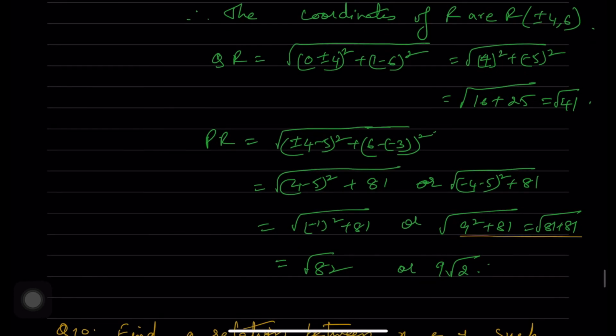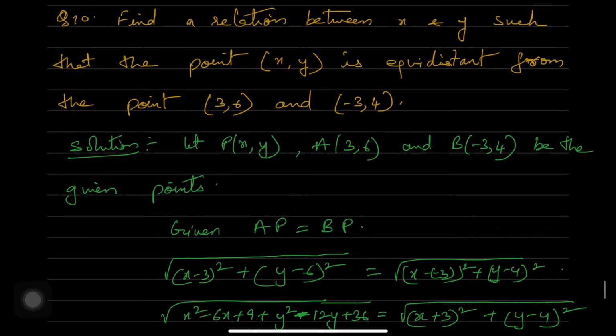Now when we are finding out the distance PR, you are writing it as plus or minus 4 minus 5. So once it will take plus 4, once it will take minus 5, so we are taking both the cases. In the first case we are taking it as plus: root of (4 minus 5) whole square plus 81, or (minus 4 minus 5) whole square plus 81. So minus 1 whole square plus 81, or 9 square plus 81, which is equal to root of 82, or here you are getting 162, which will become 9 root 2. Going to the last problem.